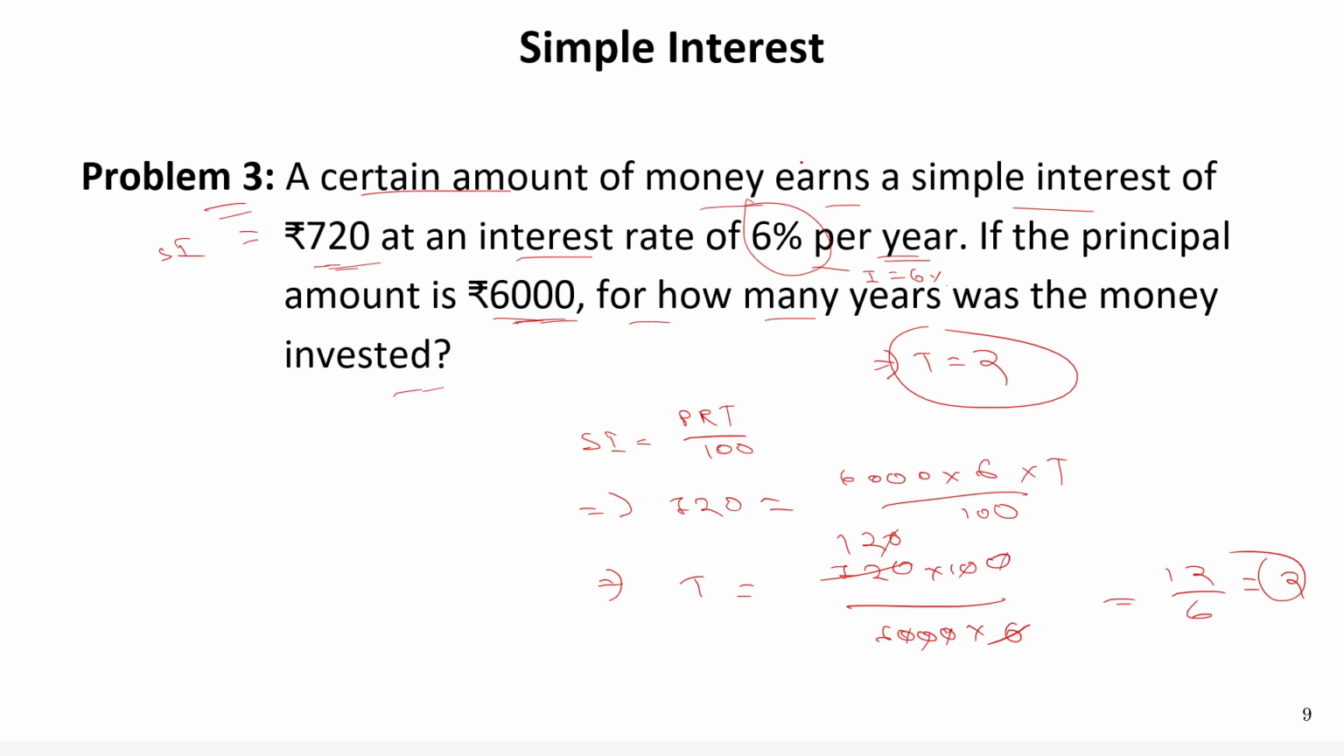So if a certain amount of money earns a simple interest of 720 at an interest rate of 6% per year, and the principal amount being invested is 6000, then how many years was the money invested? It was invested for 2 years.